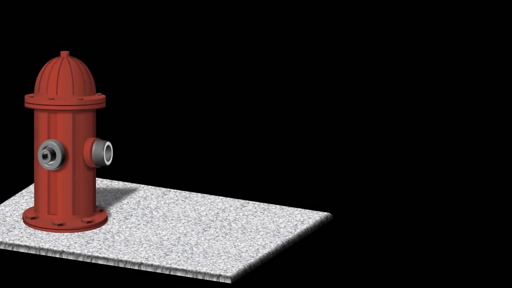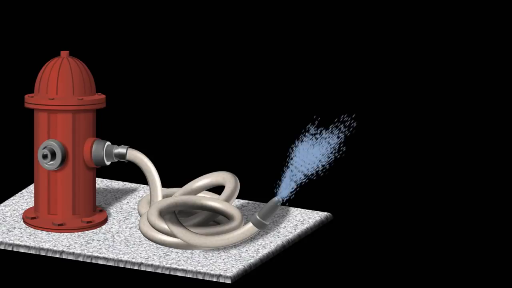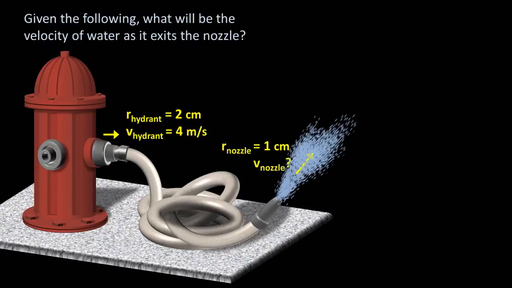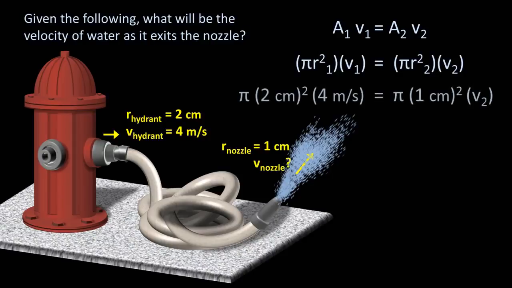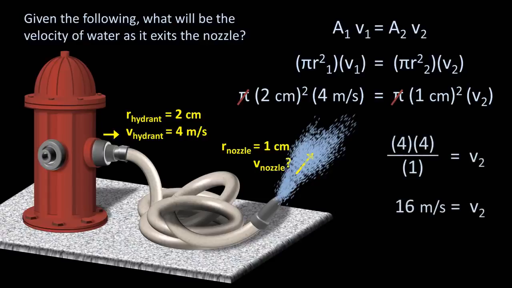Suppose we have a fire hydrant and we hook up a fire hose and turn it on. The radius of the outlet of the hydrant is 2 centimeters and water is passing through it at 4 meters per second. The radius of the nozzle is 1 centimeter. Given all of that, what will be the velocity of water as it exits the nozzle? Sounds like a continuity equation problem, so we'll start with area 1 times velocity 1 equals area 2 times velocity 2. The areas are pi r squared. Substitute in our known values and pi cancels. This leaves us with a velocity of 16 meters per second.